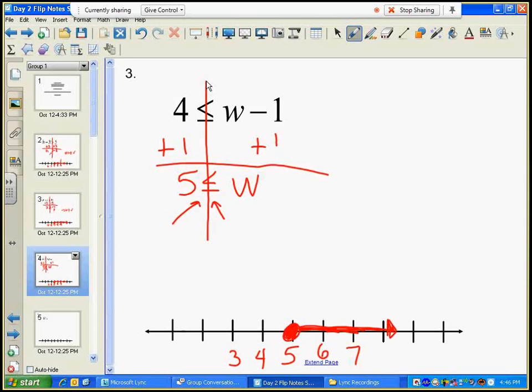Let me go ahead and check. I'll just pick 7 because that's just one thing that I've chosen to graph. Let me see. Is 5 less than or equal to 7? Yeah, that's true. That means I know I've graphed the right side.